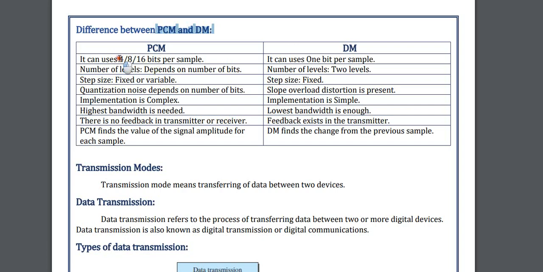PCM uses 4, 8 and 16 bits, but in DM it is a 1 bit sample. So this is a small section and this is a large section. PCM can be fixed or variable, but in DM it is always fixed. PCM is complex, but DM is simple. PCM needs the highest bandwidth because it has 4 to 16 bits, but DM has low bandwidth. There is no feedback in PCM, but feedback occurs in DM.